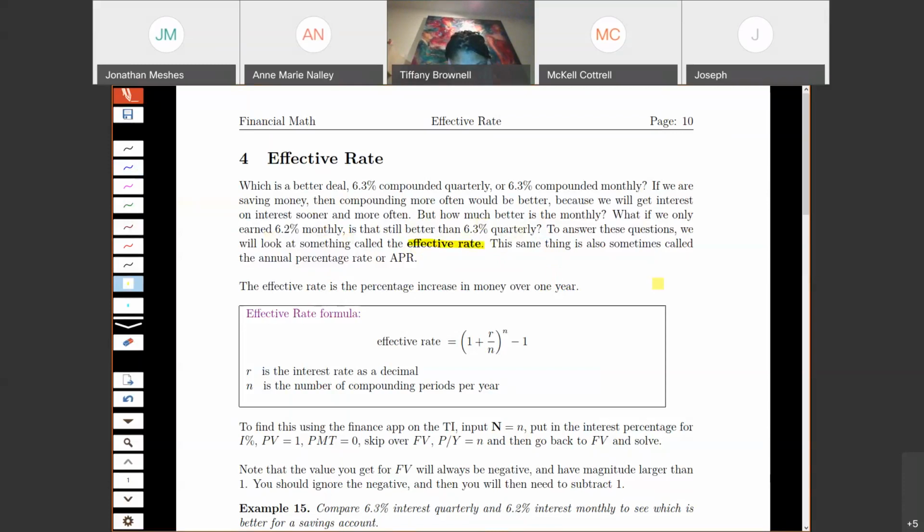Okay. So the effective rate is going to be like what would be the percent increase in your money over 1 year. Or another way to think about it is what would be the equivalent simple interest rate that would give me the same amount of money. So that's what we're looking at, and we have a formula here. Unfortunately, that built-in financial tool in our calculator doesn't do effective rate directly. I'll show you how you can use it to do effective rate, but we have to end up subtracting 1 at the end. It doesn't give it to us automatically.